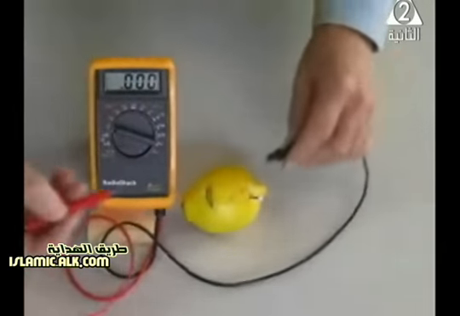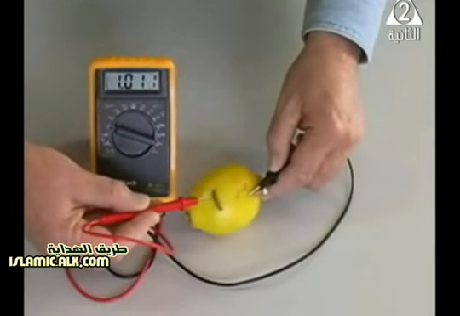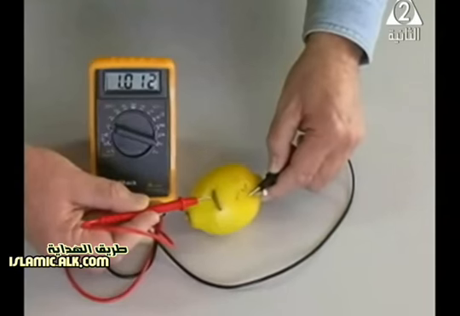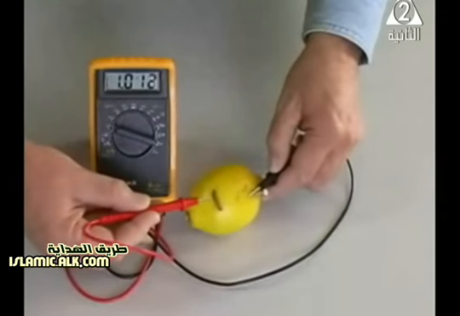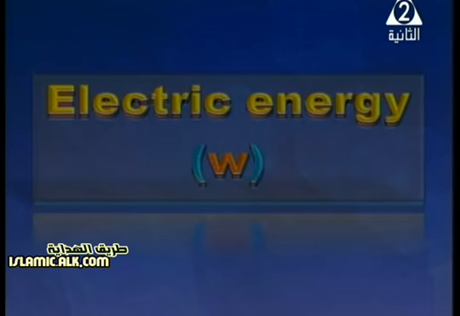And what about electric energy? We want an expression to calculate electric energy. Electric energy is denoted by W. Since V, potential difference, is calculated from the formula W over Q, where W is the energy and Q is the charge, energy equals V times Q, VQ. This is equation number 1.